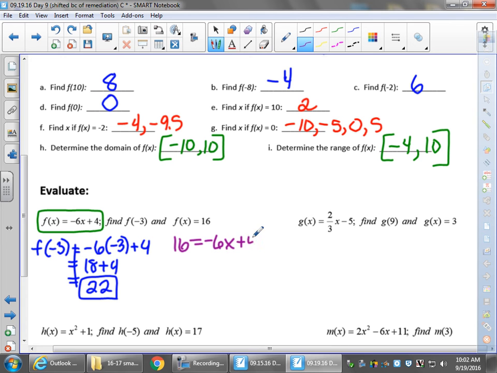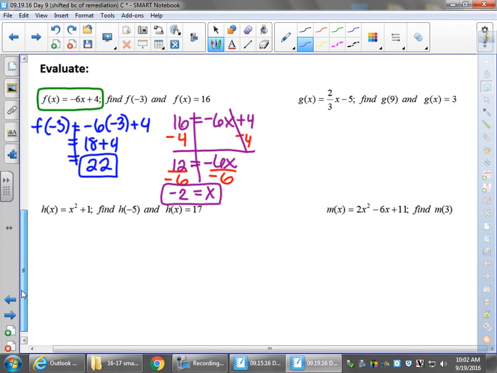In contrast, this is giving me a y value, so I plug it in for y, and I'm going to be solving for x. I subtract 4 from both sides. That gets me 12 equals negative 6x. Divide by negative 6. And I get x equals negative 2, and I'm done.